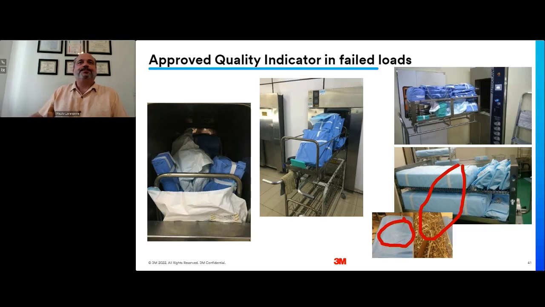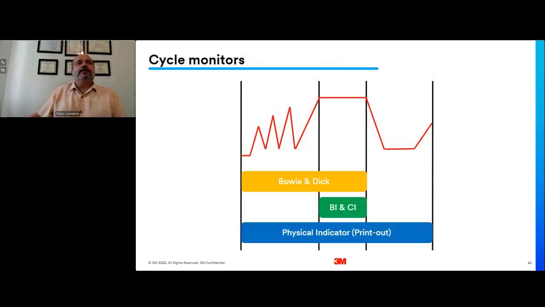So, in summary, for my cycle monitoring, I will use the Bowie-Dick to monitor the conditioning phase and exposure phase. My BIs and CIs inside of a process challenge device, I use to monitor the exposure phase. And the printout is going to give me the whole summary of the cycle. So I would compare the results of the Bowie-Dick with the printout. Both have to approve the cycle. If one failed, then the whole cycle failed. So if the Bowie-Dick failed, the cycle is a fail. If the physical indicator failed, the cycle is a fail.